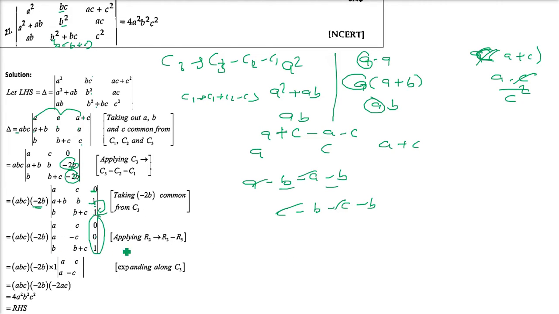Now we open it using the last column. So I'm doing the last one only, means others will be 0. It will be a, c minus c. So it will be minus ac minus 2ac. Minus 2b already there, so minus minus gets cancelled. 2 times 2 is 4. And this is a square, this is b square, and this is c square. So you get 4a square b square c square, right?